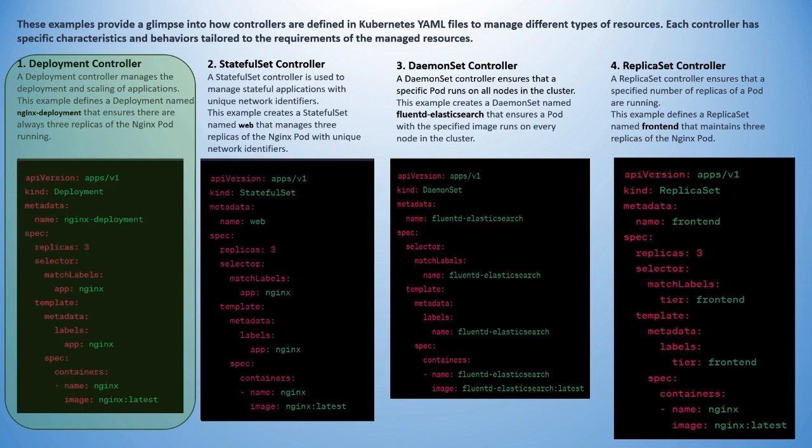A deployment controller manages the deployment and scaling of applications. This example defines a deployment named Nginx deployment that ensures there are always 3 replicas of the Nginx pod running.